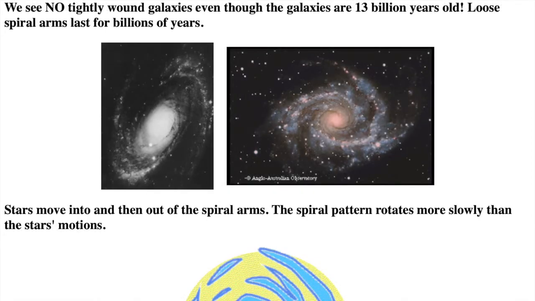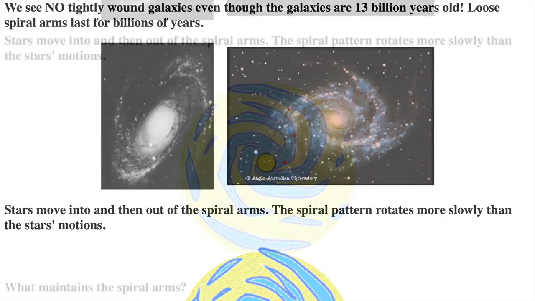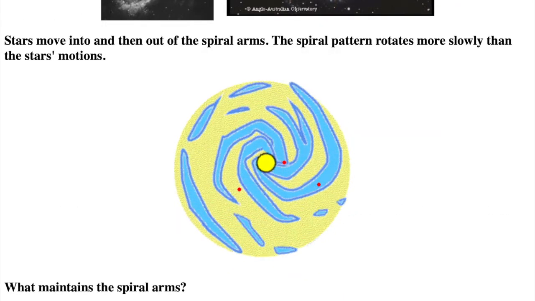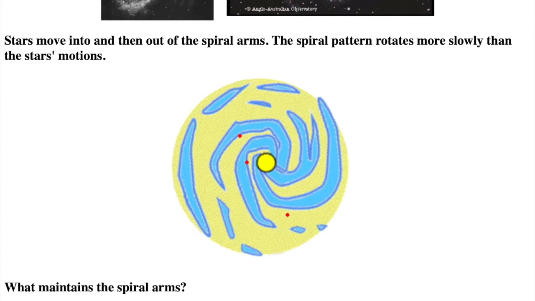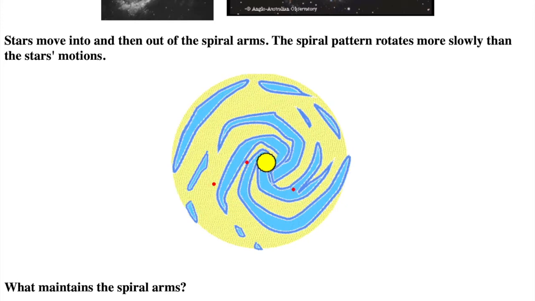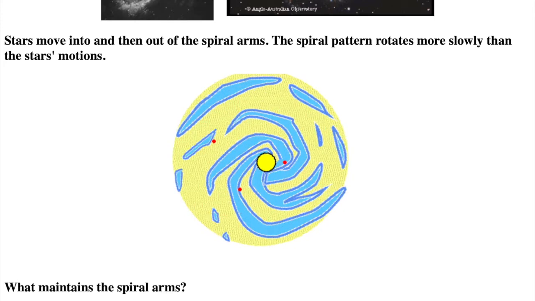However, we see no tightly wound galaxies, even though the galaxies are over 13 billion years old. The loose spiral arms last for billions of years. Stars move into and then out of the spiral arms. The spiral pattern rotates more slowly than the star's motion, so what maintains the spiral arms?